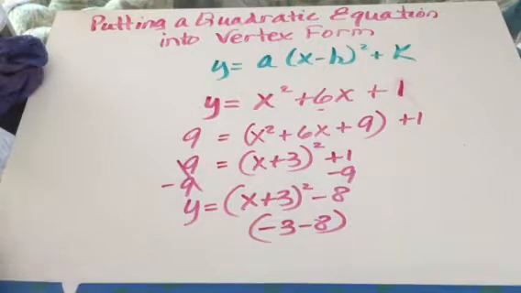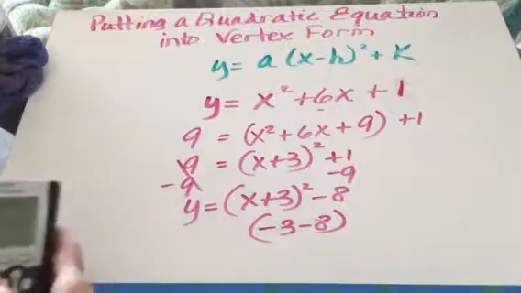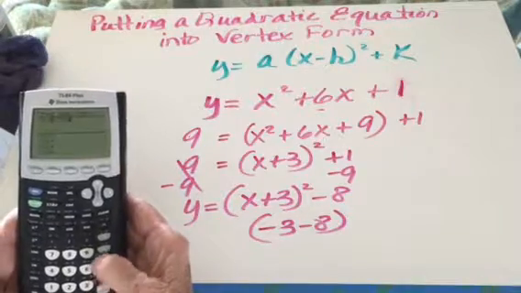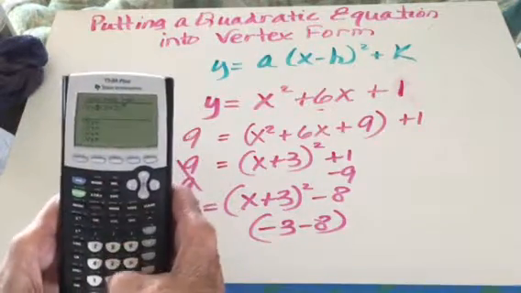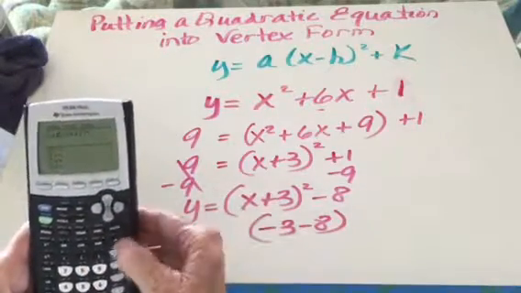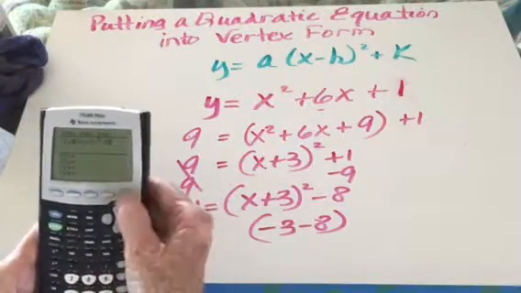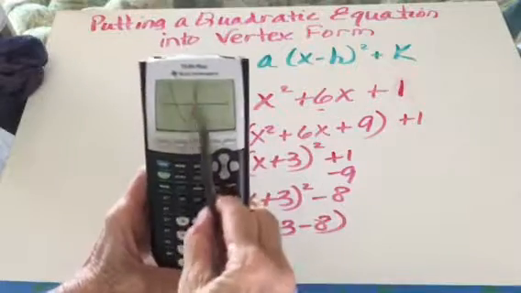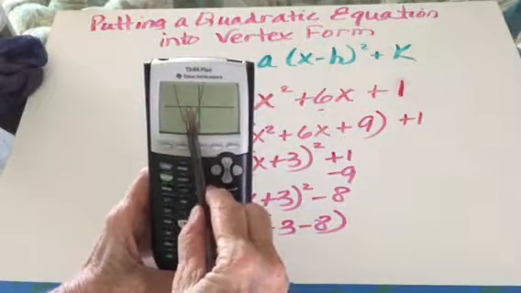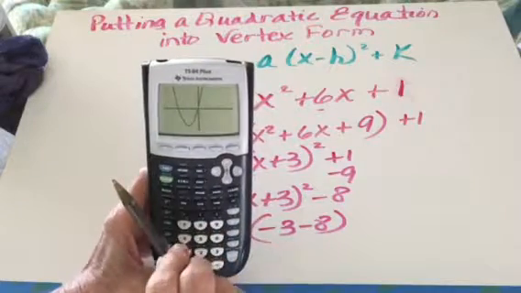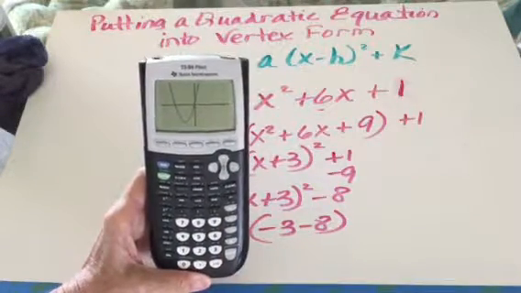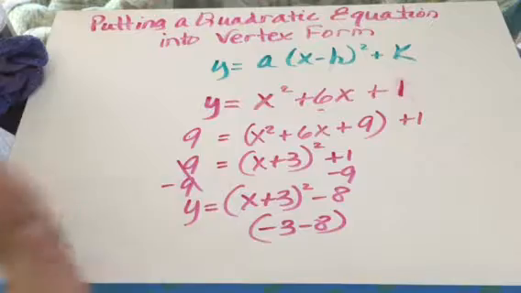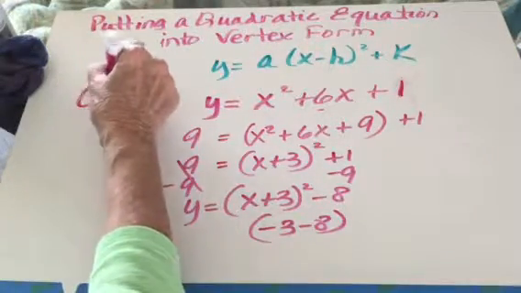Because the vertex is showing right here. All right, so when I go back here and I say parentheses x plus 3 quantity squared minus 8, and I graph this, let's see what it looks like. Okay, my vertex is on negative 3, and then down 1, 2, 3, 4, 5, 6, 7, 8. So there's my vertex, negative 3, negative 8. Normally speaking, in order to put it into vertex form, you have to complete the square.